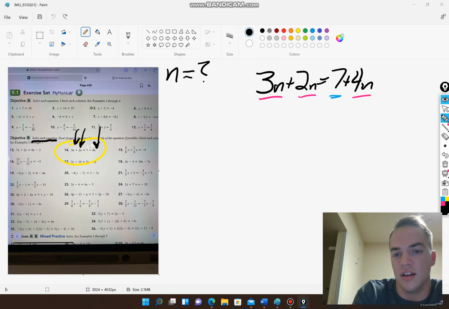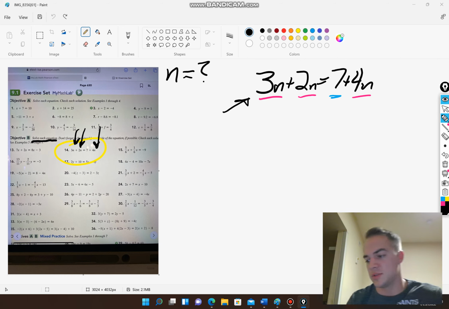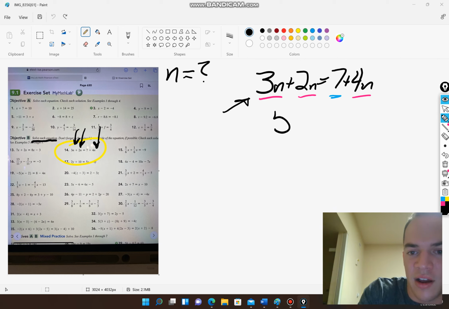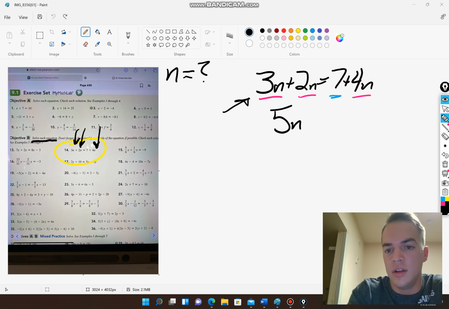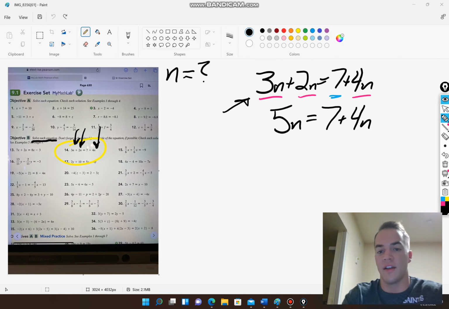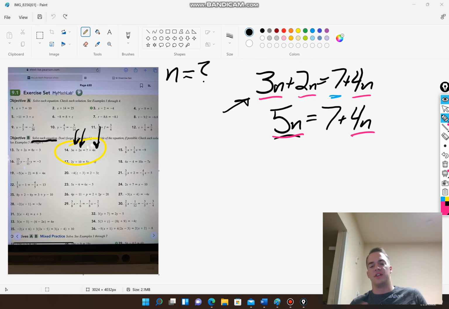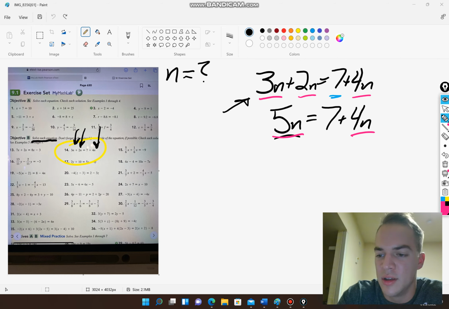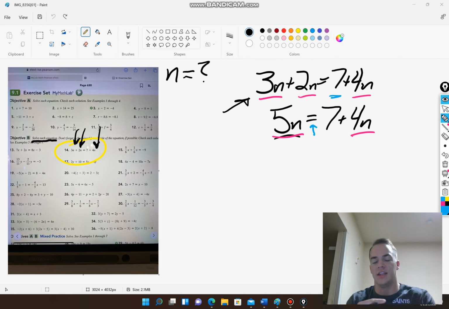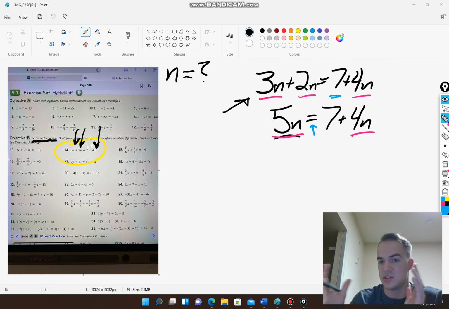Well, I see easily enough, I have 3n plus 2n, which means I have 3 of some number plus 2 of some number. Well, that gives me 5 of some number equal to 7 plus 4n. Now I've combined those like terms, but I still have these like terms right here, 5n and 4n, but now they're separated by this dastardly old equal sign. I need to move one of these over to combine them, because that's the boundary that separates these two sides.